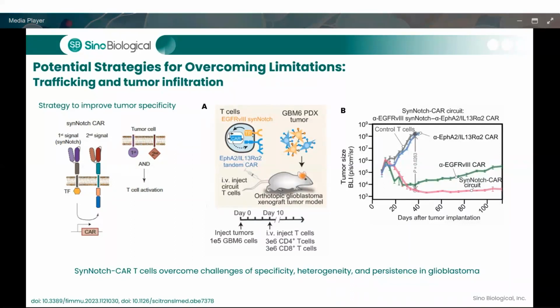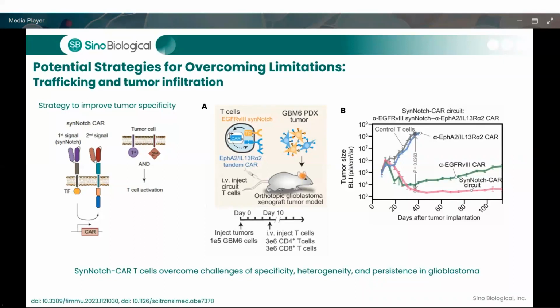The SynNotch CAR T therapy has been successfully applied to glioblastoma. Researchers implanted the GBM6 tumor into the brain of NCG mice and treated them with T cells bearing the EGFR-V3 SynNotch and the tandem CAR circuit.